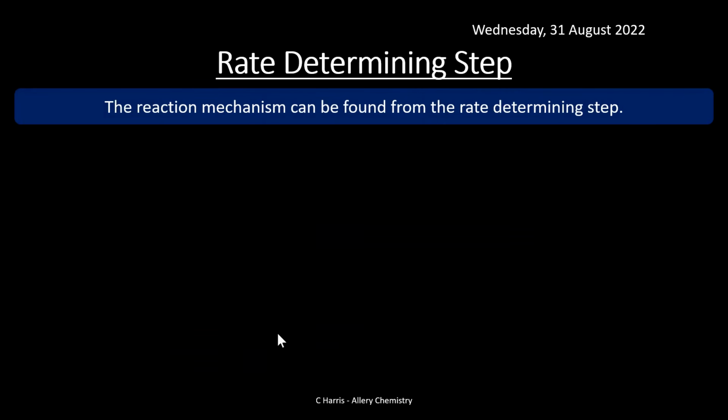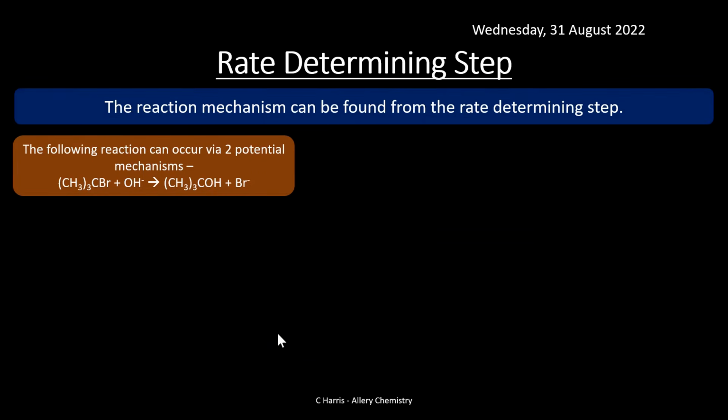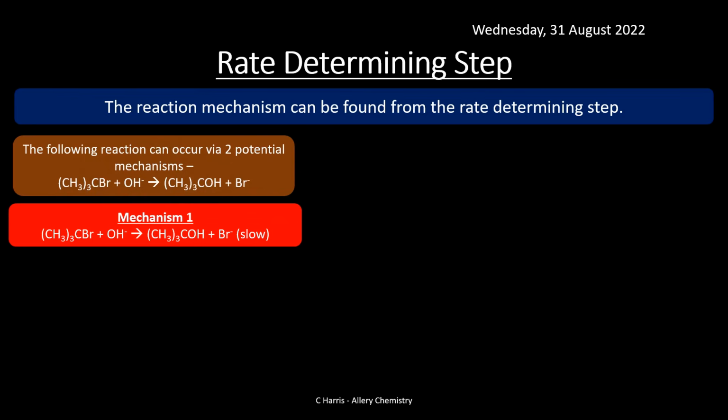Right. So the reaction mechanism, this can be found from the rate determining step as well. So the following reaction can occur via 2 potential mechanisms here. So we've got this molecule here, we've got OH minus, and we're going to form obviously this alcohol here plus Br minus. So this is the reaction we're going to be looking at. They could give you all sorts of exotic equations here. It doesn't really matter. All you're looking for is rate determining steps, as we've just seen before. So don't be clouded by what they've got here.